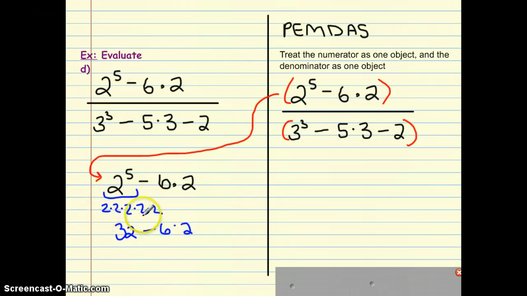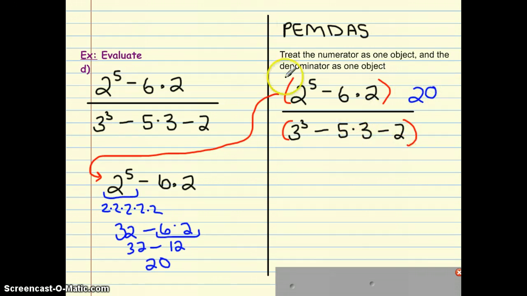And then I have subtraction and I have multiplication, so I'm going to do the multiplication first, and that is 6 times 2 is 12, and I'm going to drop my 32 down. 32 minus 12 is 20. So that's the answer for the top part, our numerator.